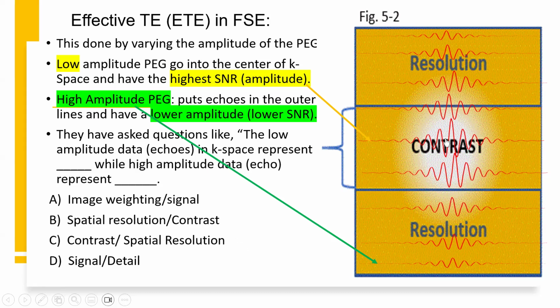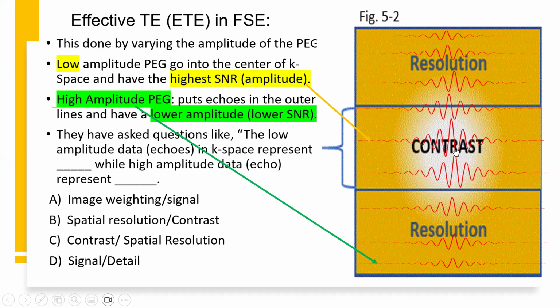So center for contrast. In order to have this echo go in the center of K-space, the center lines of contrast, you're going to use low amplitude phase encoding gradients. The low amplitude gradient causes them to have a high signal to noise or a high amplitude. Look at the amplitude of this echo right here in the middle versus the amplitude of this one on the edge. This one in the middle is a high amplitude echo, and it came from a low amplitude phase encoding gradient. That's why it's in the middle.